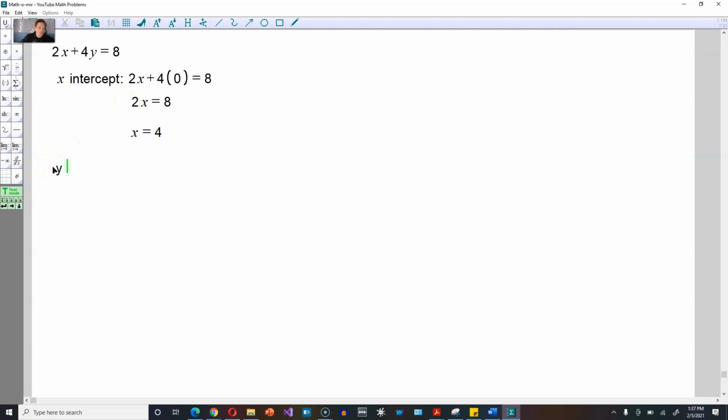For the y-intercept part, you're moving up and down the y-axis only, which means that the x-coordinate is equal to 0. So every single time you replace x with 0 like this, and then you're going to have 2 times 0 plus 4y is equal to 8. And then from here, 4y is equal to 8, and then you divide both sides by 4, so y is equal to 2. And then let's make a picture of this.